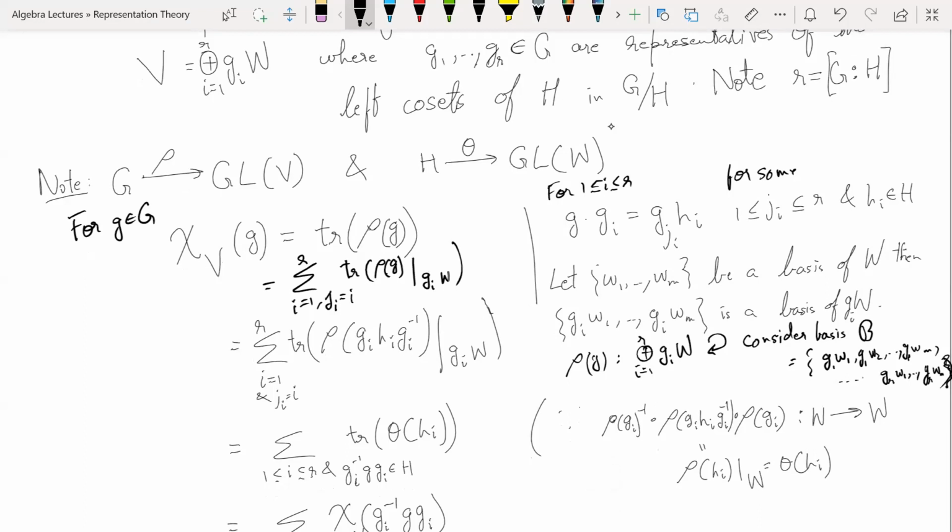So on each piece, you look at how g acts on g_iW. If it sends g_iW to something different, that is g_i is different from i, you forget that piece. If it sends g_iW to g_iW itself, that is g_i is equal to i, then you try to compute what the trace is.